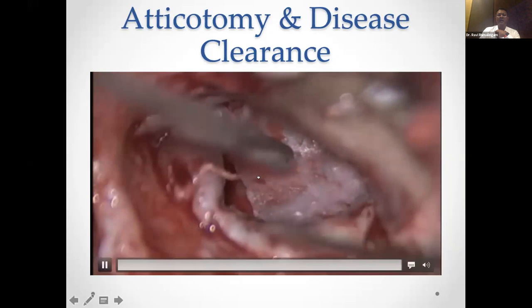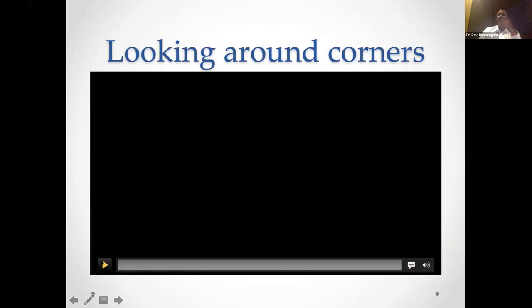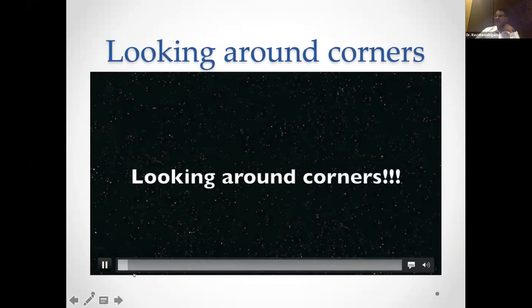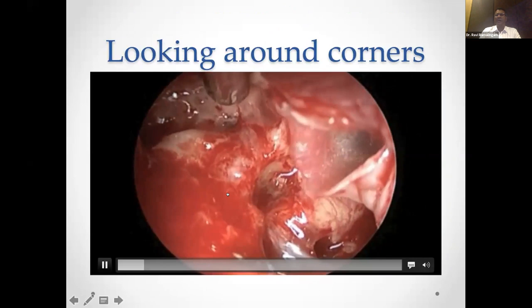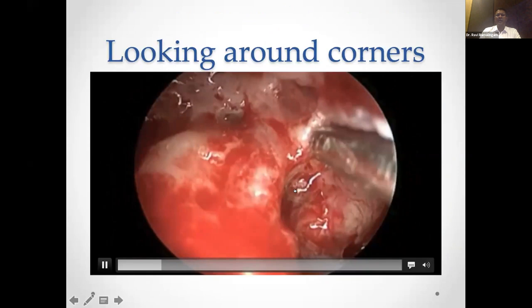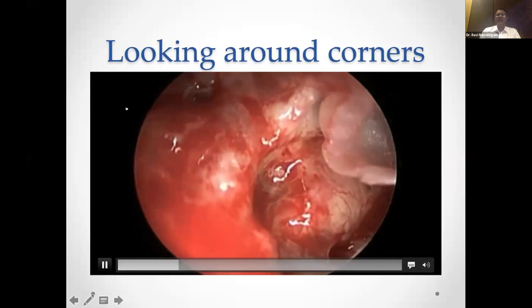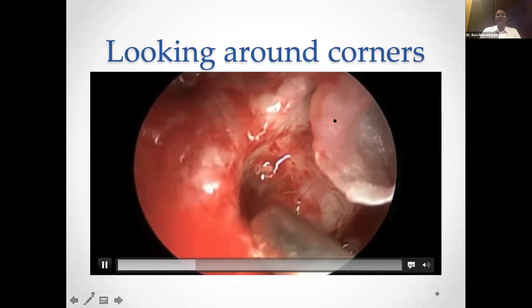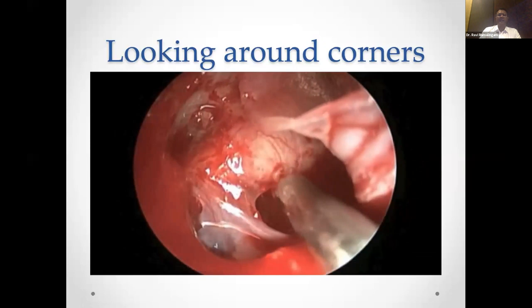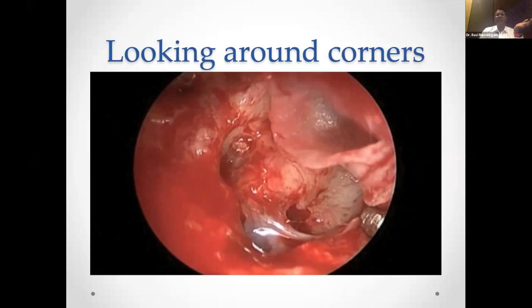So now, what's the question? Have you left behind disease? And that I would say, look around the corners with the endoscope. You are competent enough to make sure nothing is there. Look, I'm looking at the same thing with the endoscope. That's a remnant tympanic membrane, the round window, the promontory, the footplate, the facial nerve, the lateral canal, the aditus, and the antrum. The tensor tympani muscle, the malleus is underneath there. So you get a panoramic view with the endoscope, and the endoscope view will help with your conviction that you've removed all the disease. So use the endoscope to look around the corners.